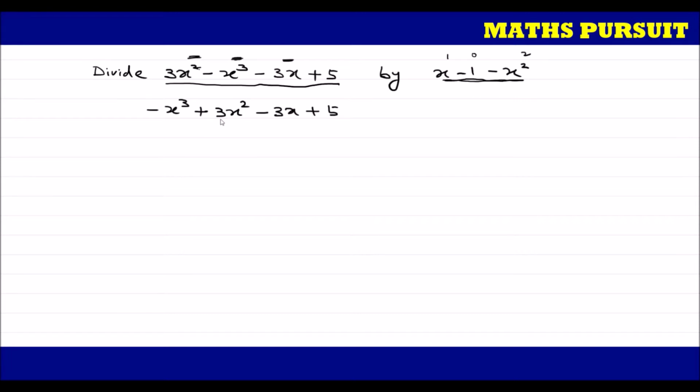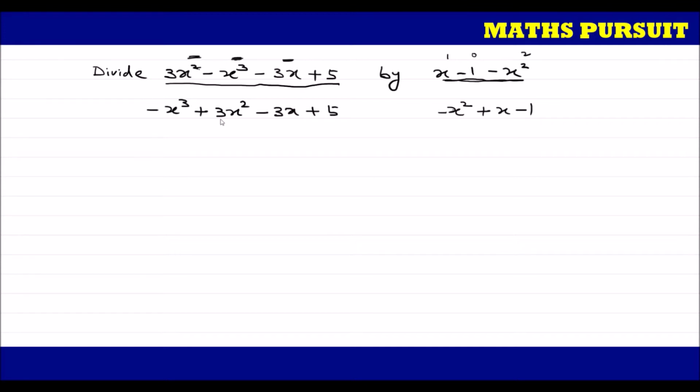Similarly, let us rearrange the divisor also. The divisor is x minus 1 minus x to the power 2, so I can write minus x to the power 2 plus x minus 1. This is what we can write.